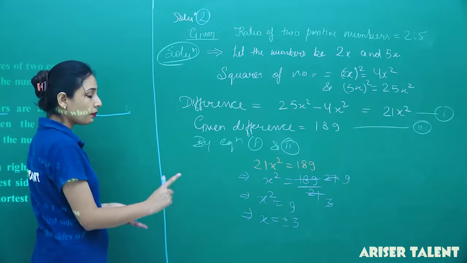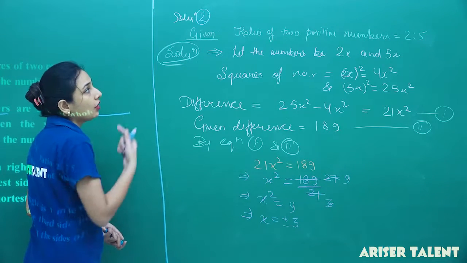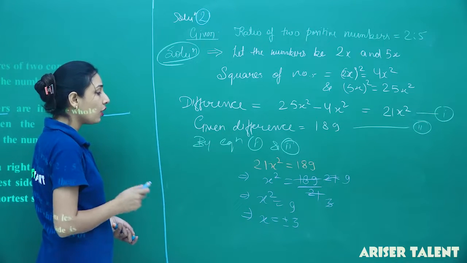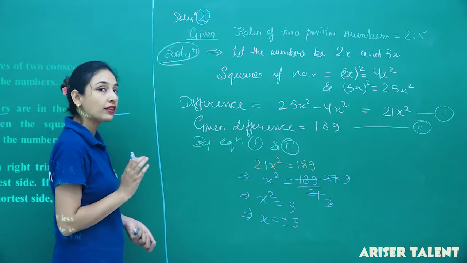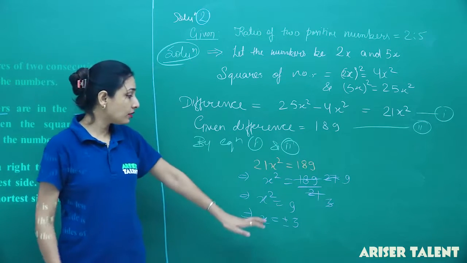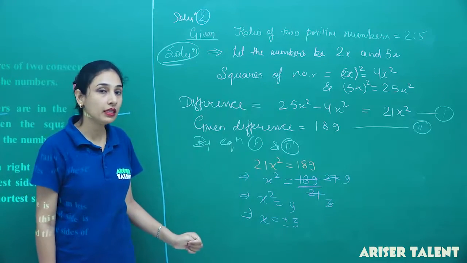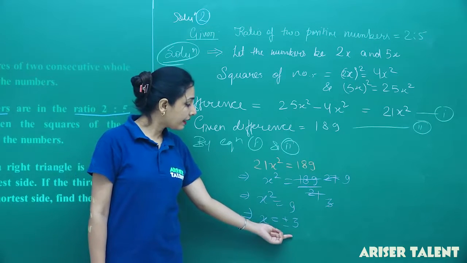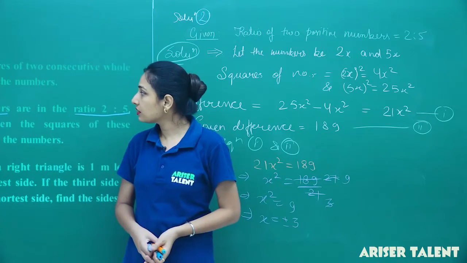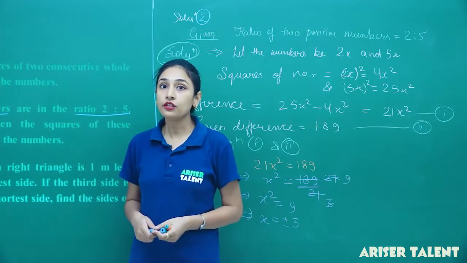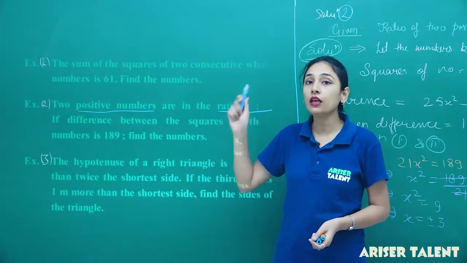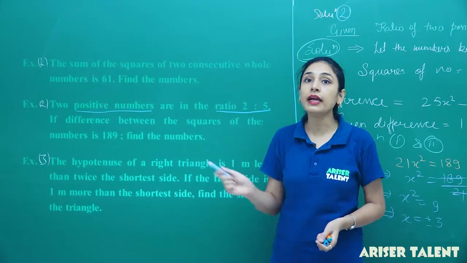Now, x equals plus or minus 3, and the two positive numbers are 2x and 5x. What value of x will you pick, plus 3 or minus 3? If you pick the positive value, you will get positive numbers. If you pick the negative value, you will get negative numbers. The question says two positive numbers, so you will be picking the positive value, not the negative value.